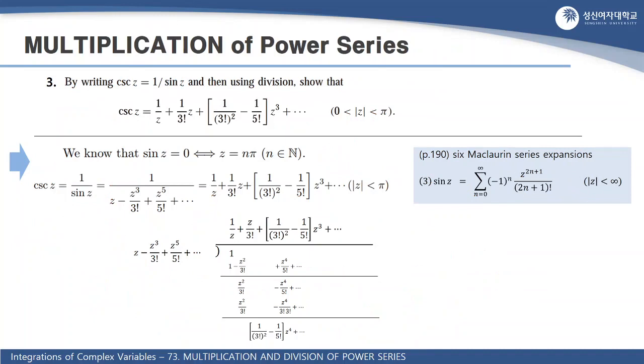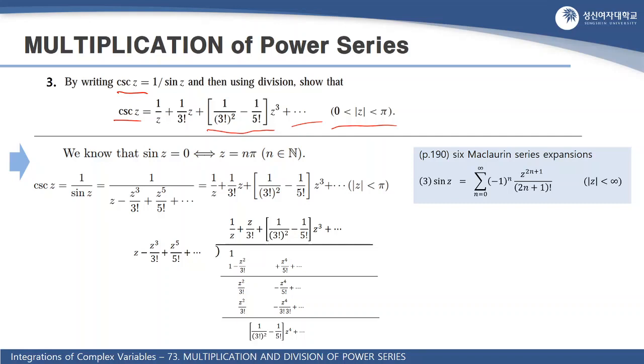So we need to move to problem 3 by writing 1 over sine g, cosecant g, and then using division show that cosecant g is equal to 1 over g plus 1 over 3 factorial times g, and 1 over 3 factorial squared negative 1 over 5 factorial g cubed plus keep going like this, where the validity condition is given by modulus of g is greater than 0 and less than pi.